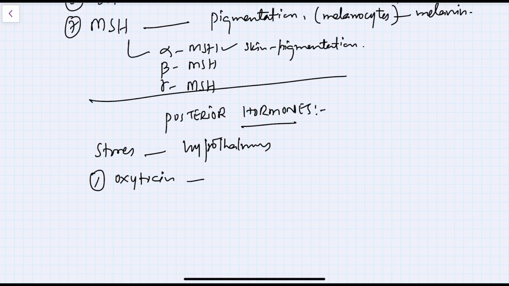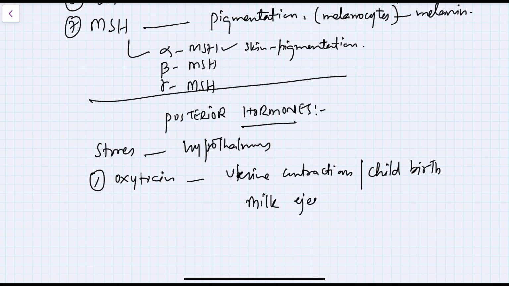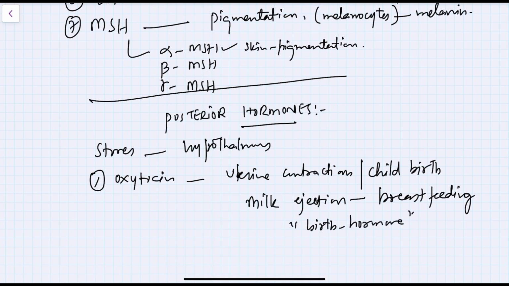Oxytocin plays a role in uterine contractions in females during childbirth, and it also controls milk ejection in females, which happens during breastfeeding. Because of these things, we can also call it the birth hormone. So oxytocin is also called the birth hormone.